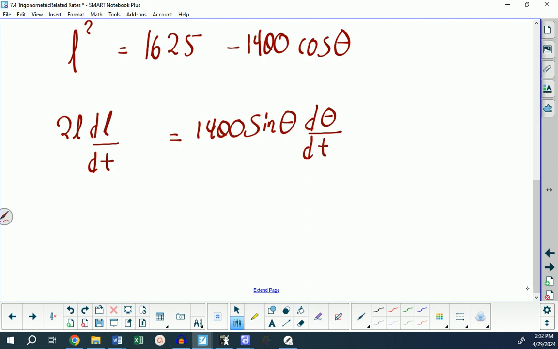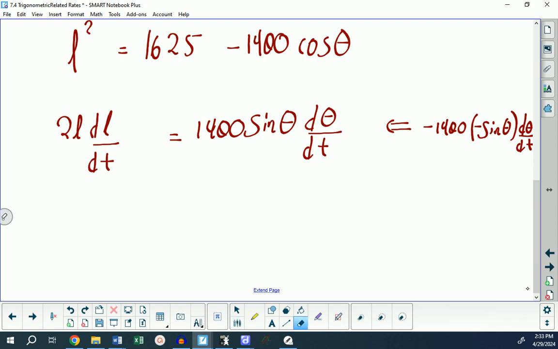And I'll just break that down for you. The derivative of 1625 is 0 because 1625 is a constant. The derivative of cosine of theta is negative sine theta d theta/dt. So I could have written, instead of that, negative 1400 times negative sine theta times d theta/dt. I could have done that. But negative times negative is positive. And now we're ready to go. No buts. We're ready to go.